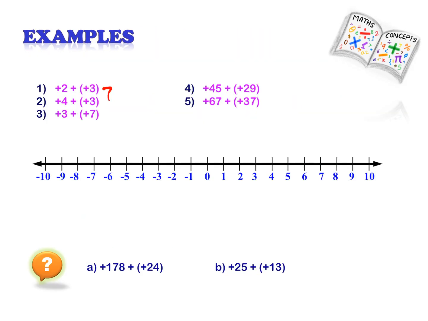First 3 examples we will solve using the number line, as these are smaller integers. The next 2 examples we will solve using the generic rule. So the first example is plus 2 plus 3. Let's take plus 2 on the number line and then move 3 places to the right, 1, 2 and 3. We are moving to the right because we are adding a positive integer. We get plus 5 as the answer.